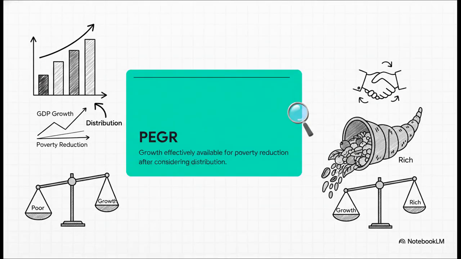This exact idea is formalized in the Poverty Equivalent Growth Rate, or PEGR, developed by Kakwani, Kontger, and Son. This concept beautifully illustrates that high GDP growth has a much weaker poverty-reducing effect if the poor are only getting a tiny slice of the pie. It means we have to evaluate growth alongside distribution. Growth is necessary, absolutely, but without equal distribution, it's never sufficient on its own.